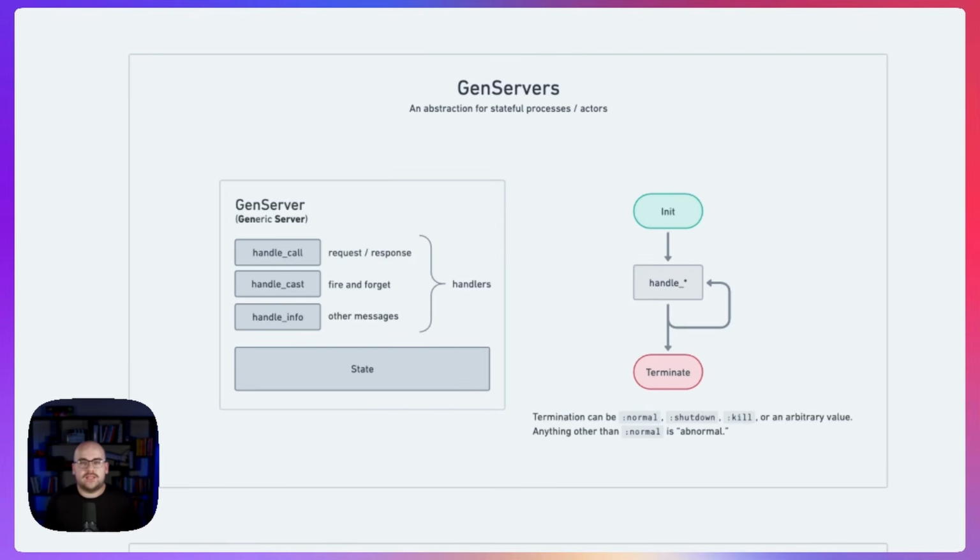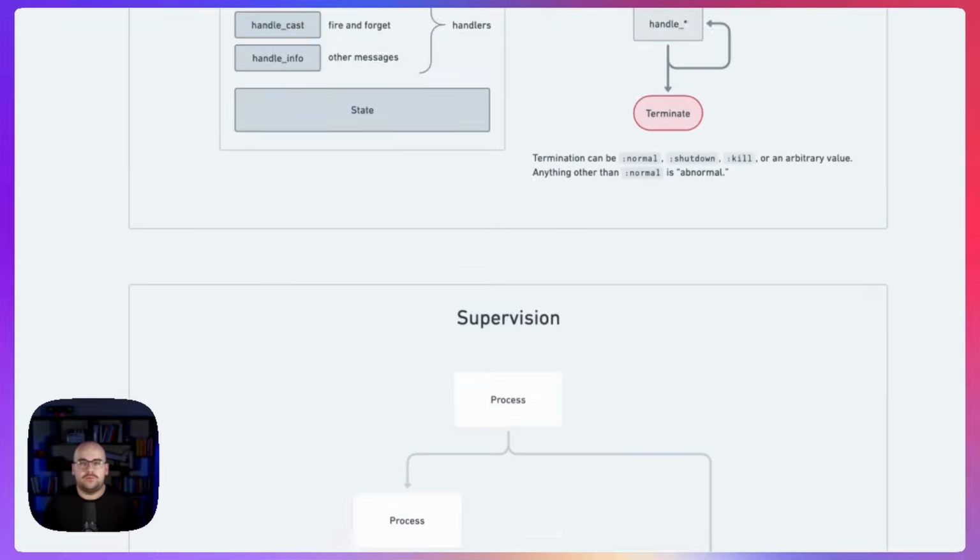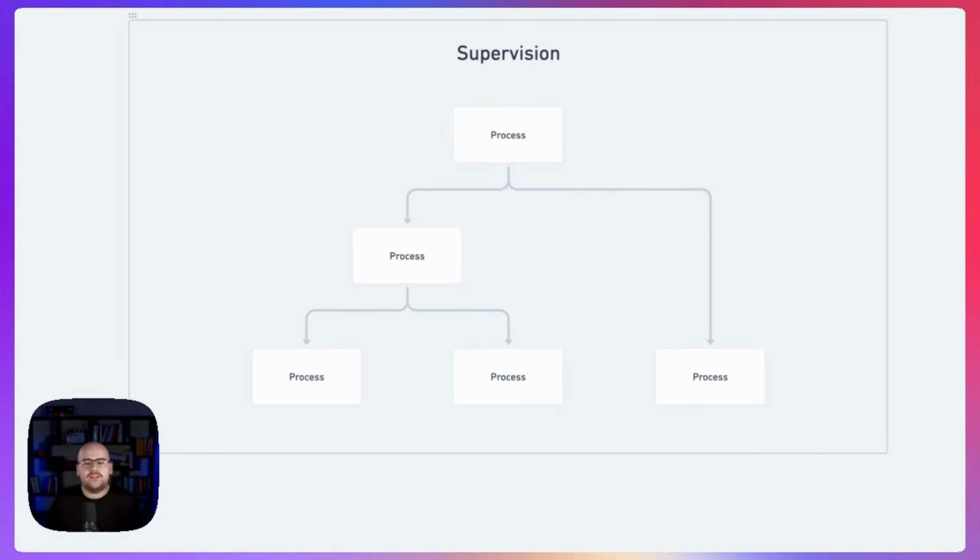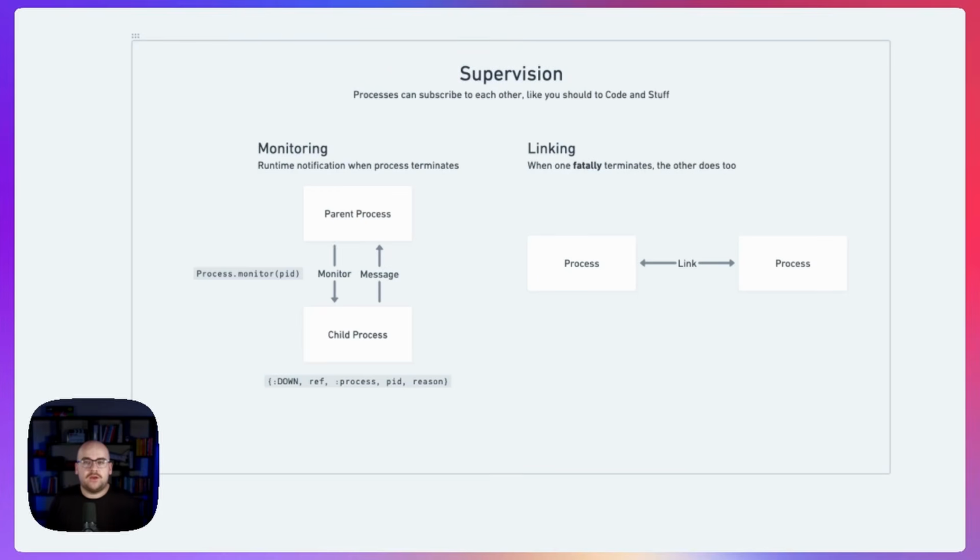This is typically acceptable because of another pattern called supervision. Every Elixir application has a tree of processes that take care of each other. In addition to having an ID, a mailbox, and local state, processes can be monitored and linked to each other.